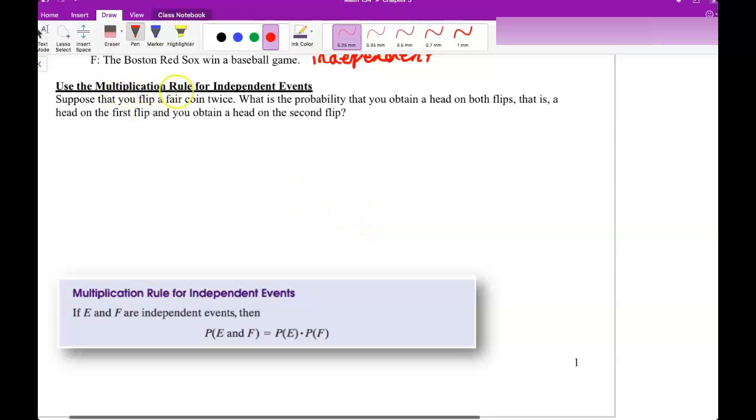Next one, use the multiplication rule for independent events. Okay, suppose that you flip a fair coin twice. What is the probability that you obtain a head on both flips? That is a head on the first, and you obtain a head on the second.